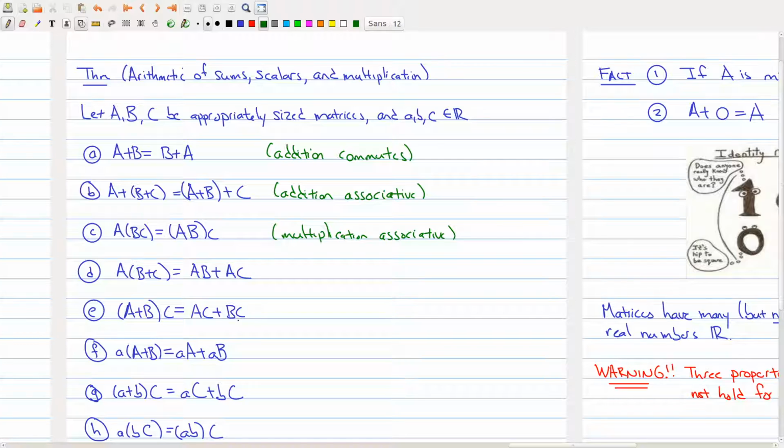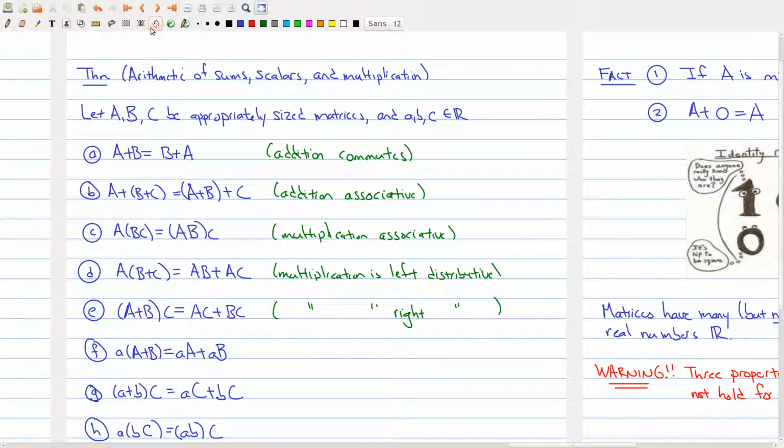Then we have these two properties right here, which are about distribution. So here it's saying that multiplication is left distributive. So we're multiplying A on the left and how it distributes across the parentheses. And then the same thing over here, we have multiplication is right distributive. So we're multiplying C on the right and how it works with the addition of the two matrices. So here we're looking at how the operations of addition and matrix multiplication interact.